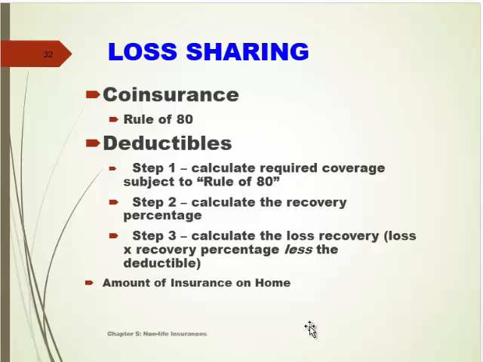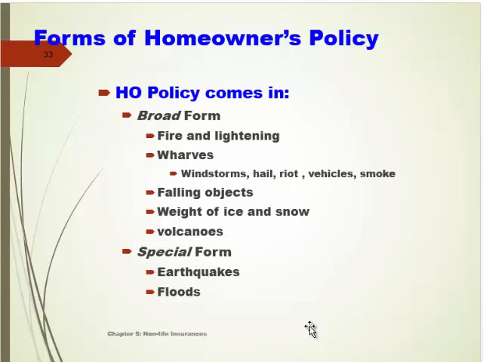The deductible then is, you calculate the recovery percentage. You then calculate the loss recovery, the loss times the recovery percentage, less the deductible, and that's the amount of insurance that you ultimately have on your home. So again, the calculation typically isn't for 100%. However, you can purchase replacement insurance. We'll talk about that briefly in a second.